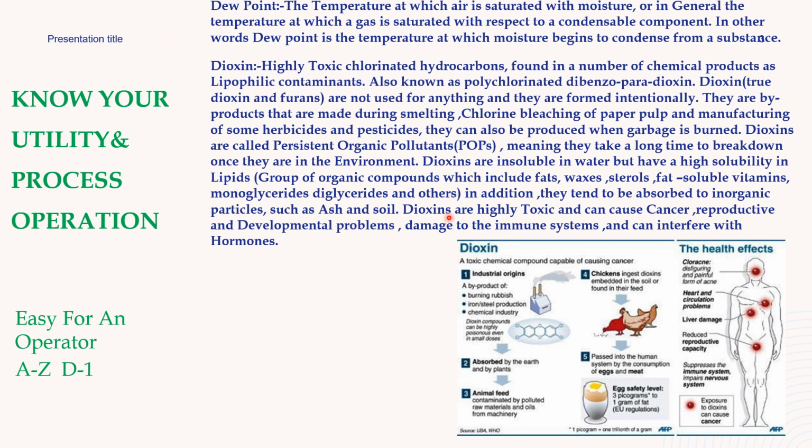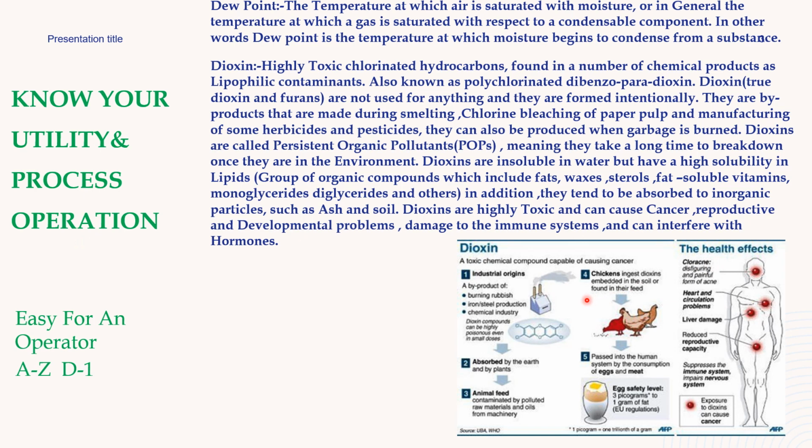So dioxin is produced when normally the garbage is burned in open space in many places. So dioxins are highly toxic. They will cause cancer, reproductive and developmental problems. They will also damage the immune system and can interfere with hormones too.